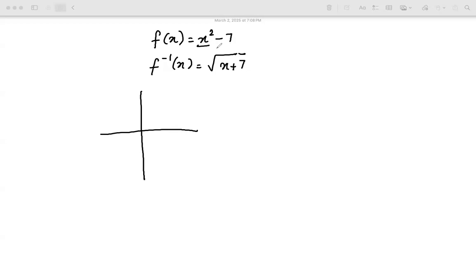See here, this one is x square minus 7, which means this is 7 down. 1, 2, 3, 4, 5, 6, 7. I'm not going to put tables, guys. If you want, you can put tables and see. So this is your original function, right? I want to graph it properly.